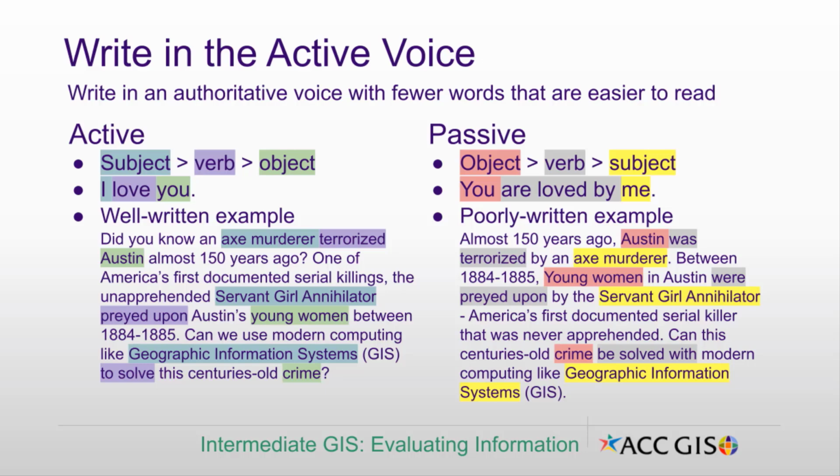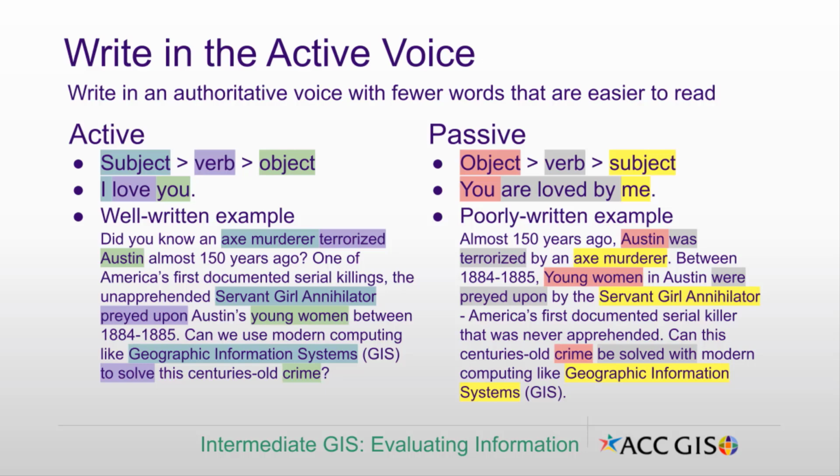So stated in the active voice, it would be better written as, did you know an axe murderer terrorized Austin? In the second sentence of the poorly written example, I state, young women in Austin were preyed upon by the servant girl annihilator. Again, it's object, verb, subject. And the problem with it is we're leading with young women.